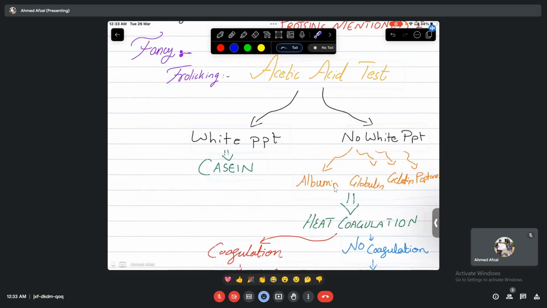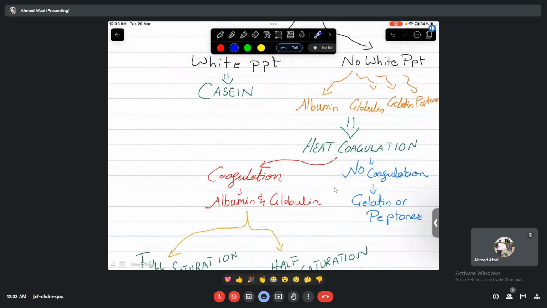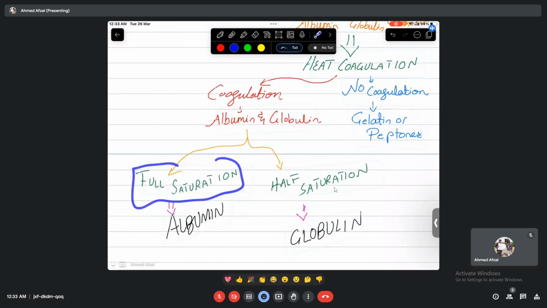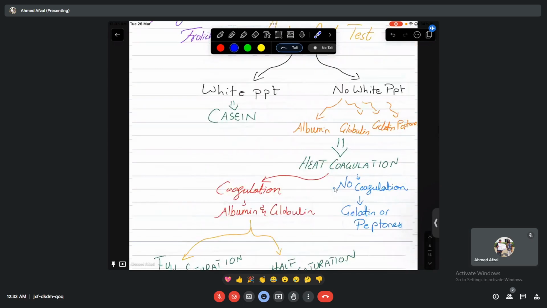And that's where the real game begins, where you try to boil it down to the specific type of amino acid. So you perform heat coagulation. There are two results. It would either coagulate or it would not coagulate, right? If it coagulates, you would have two options, albumin and globulin. If it does not, then gelatin and peptone. And then finally, you would perform the full saturation or half saturation to boil down whether it's albumin or globulin. Okay, and for gelatin and peptone, you would perform a color test. Okay, so yeah, that's about it. This is it for proteins.